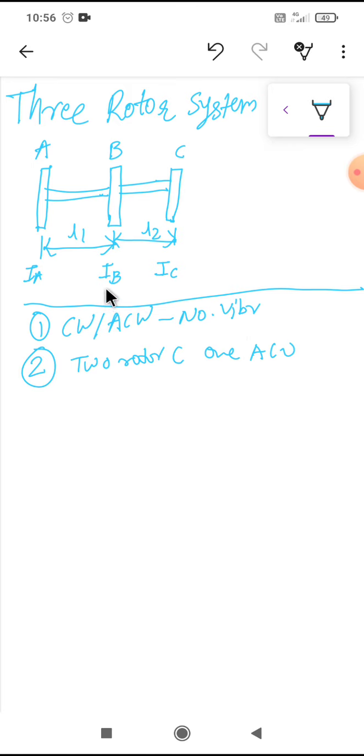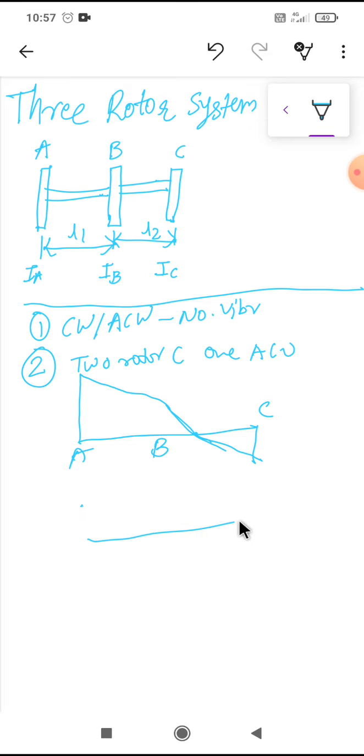Suppose I am assuming that A and B are moving in clockwise direction, and C is moving in anti-clockwise direction. So this graph may occur. This is A, this is B, and this is C. Here we have got one node. Similarly, the reverse can also be possible, that B and C are moving in the same direction. In that case, the graph will be something like this. So I'm just taking this case: two rotors moving in one direction and the other rotor moving in the opposite direction. This is called a one node system.